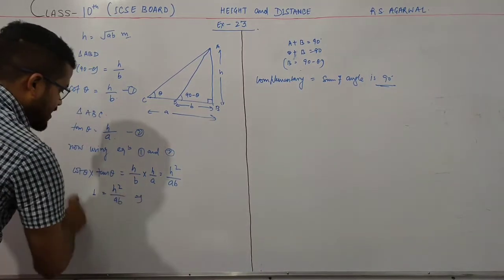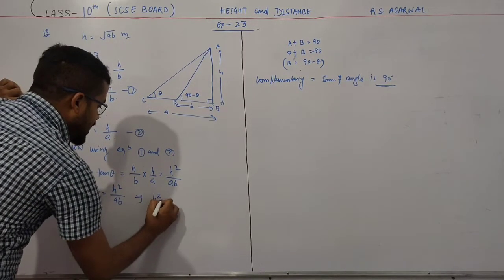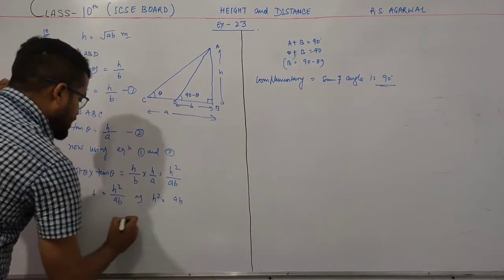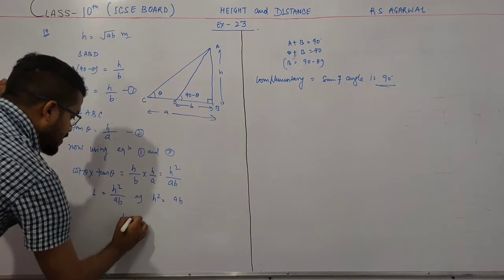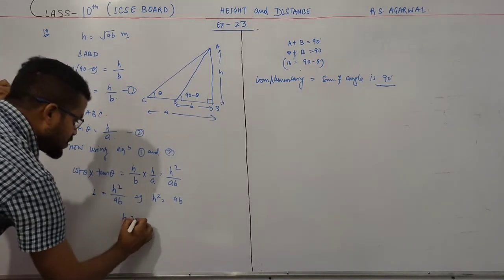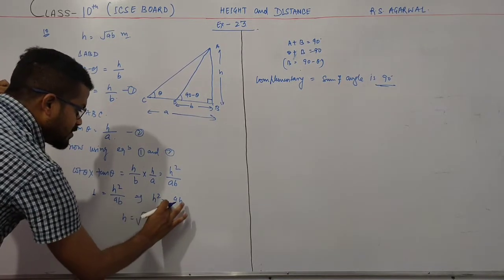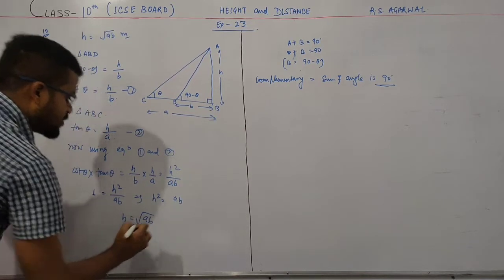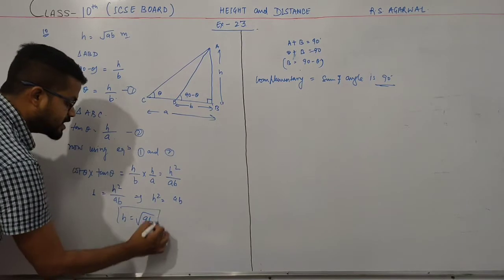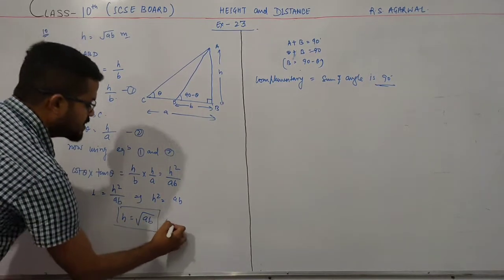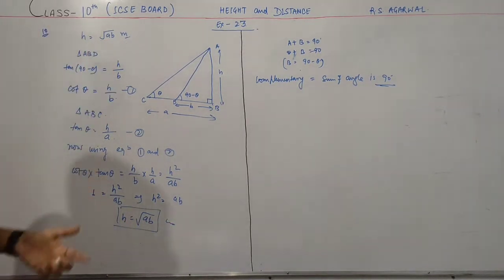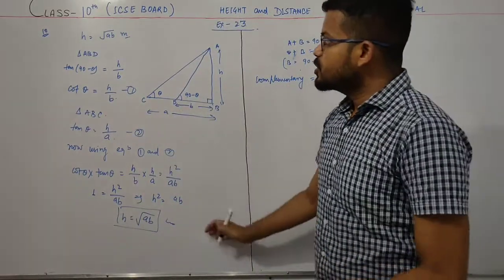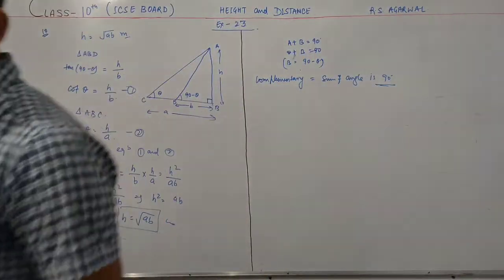So if I rearrange this, h square is equal to ab, and if I take the square root, h is equal to root ab, and this is what we had to prove in the question. Okay, so this is the solution of question number 10.